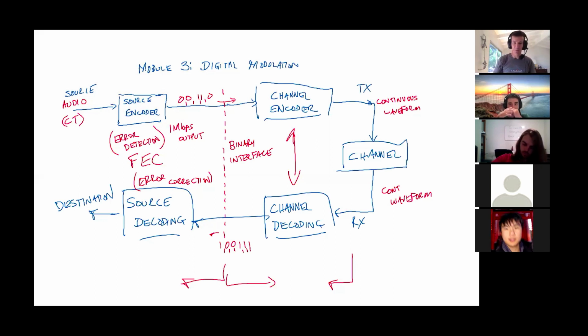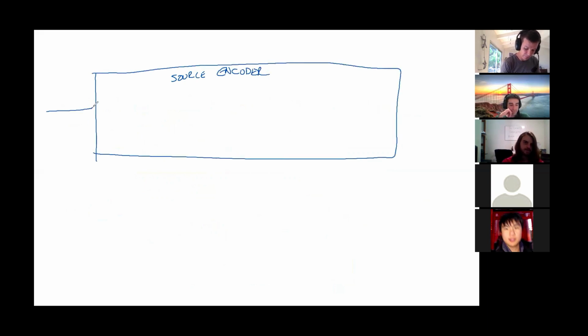Okay, so I'm going to focus a little bit more on source encoding because the rest of the lecture is going to be on channel encoding. So let's take our source encoder and blow it up. So generally, if this is a continuous time waveform, then the first thing you need to do is sample it. You take those samples, and probably the next thing you're going to need to do is quantize them.